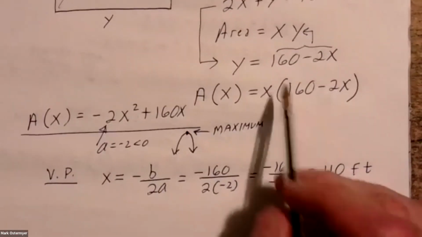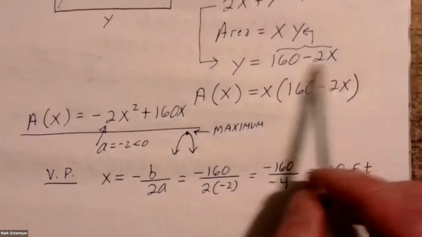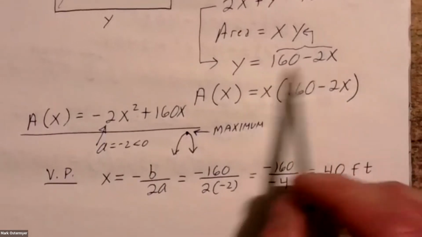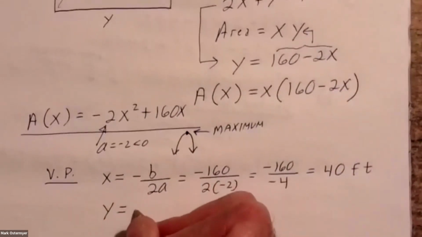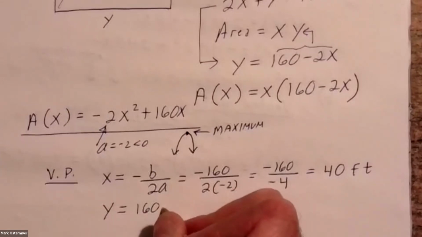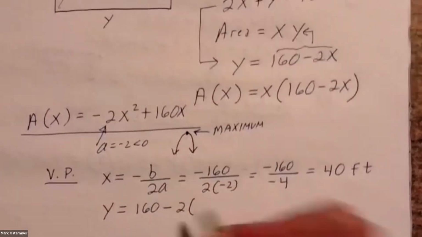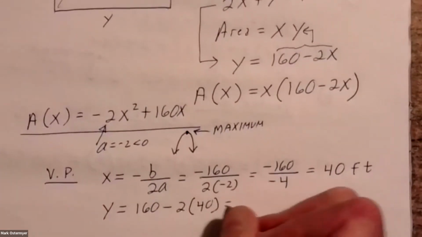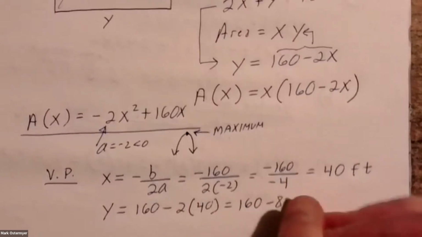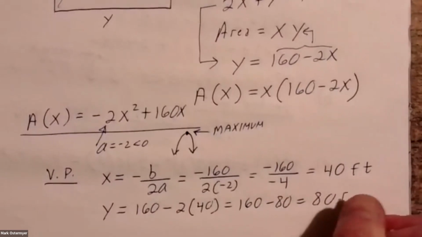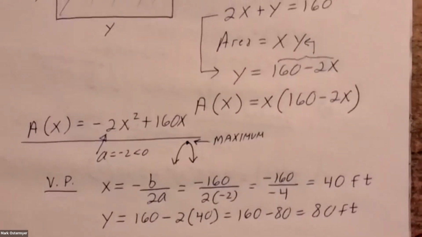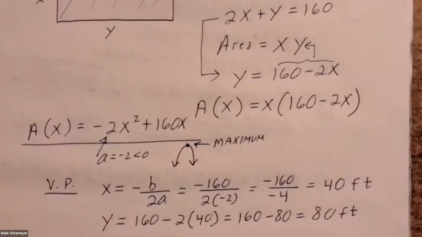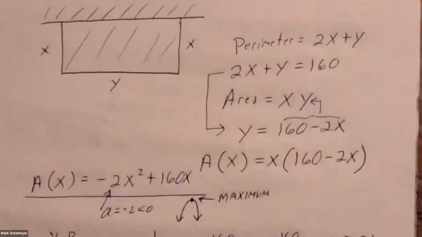What would Y have to be? Well, we can put 40 in for X here in this equation and solve for Y. So therefore, Y must be equal to 160 minus 2 times 40, which is 160 minus 80, or 80 feet. So Y would have to be 80 feet. So those would have to be the dimensions of your rectangular enclosure in order to maximize the area.